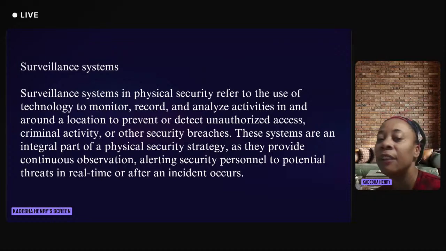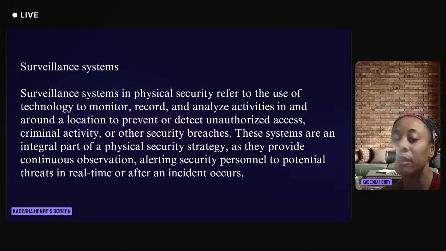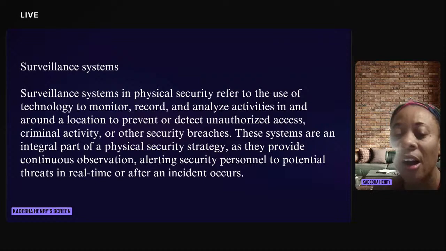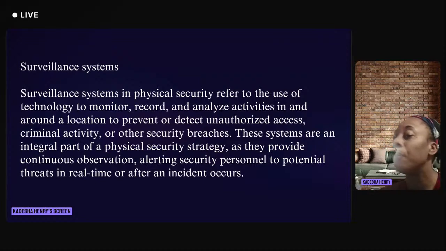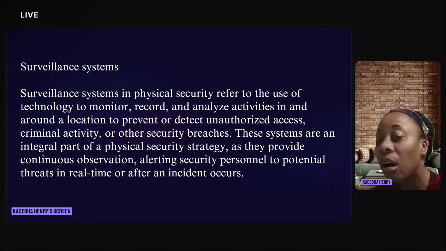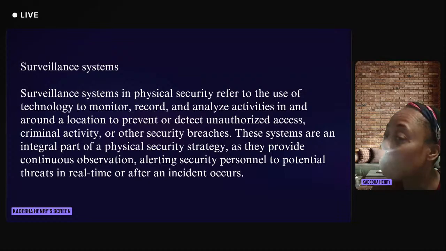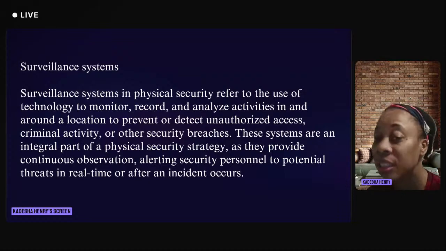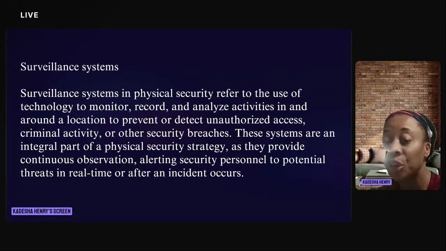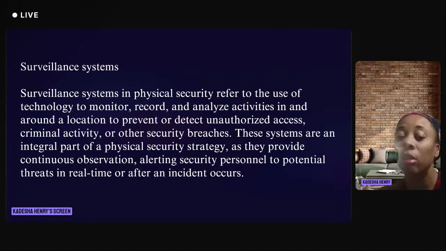Surveillance system in physical security refers to the use of technology to monitor, to record, and to analyze activity in and around a location to prevent or to deter unauthorized access, criminal activities, or other security breaches. So we put up these cameras basically to monitor and to make a record of any activity that is going on in and around the building, and it is there to prevent and to deter unauthorized access and criminal activities, right? And for security breach.